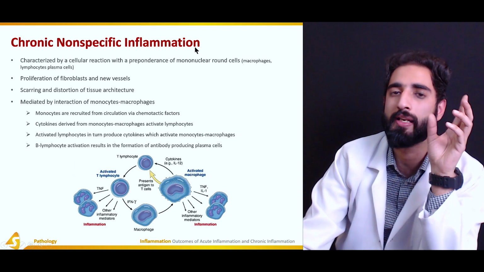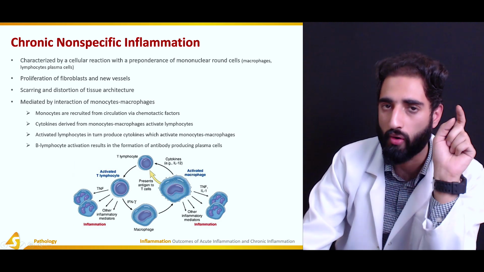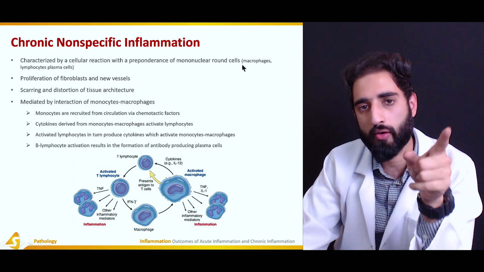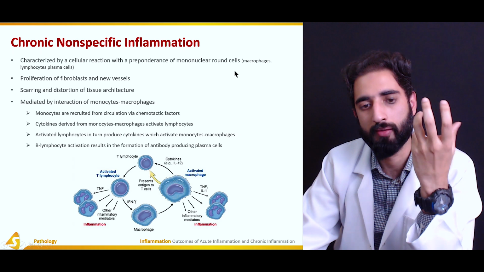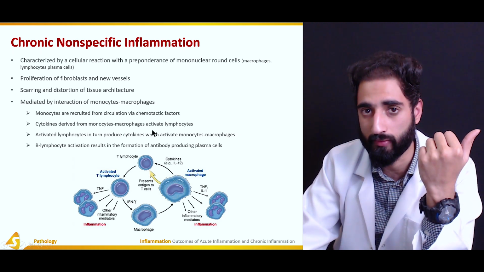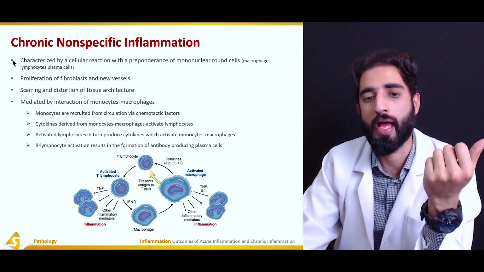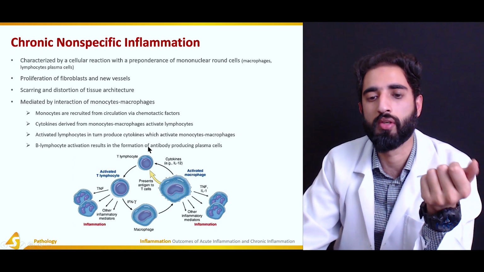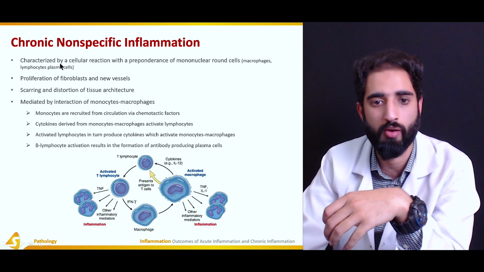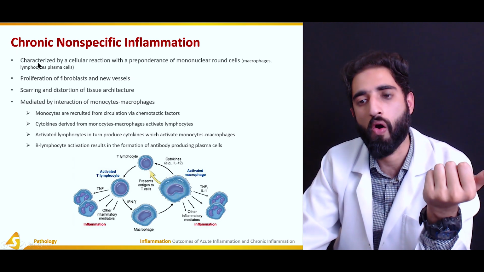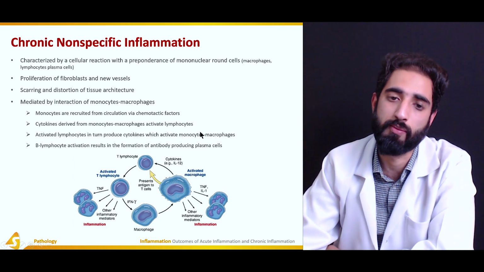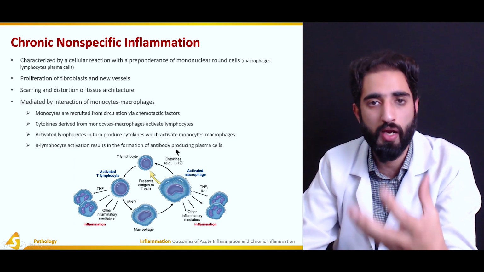So here we can see that there is a presence of plasma cells, macrophages, and lymphocytes. Where do they come from? The macrophages are the source of the cytokines which activate the lymphocytes. So that's where the lymphocytes came from. And beta lymphocytes are responsible for the formation of plasma cells. So that is where the plasma cells came from. And the lymphocytes themselves also produce cytokines which activate the macrophages back again. So that's where the macrophages come from.